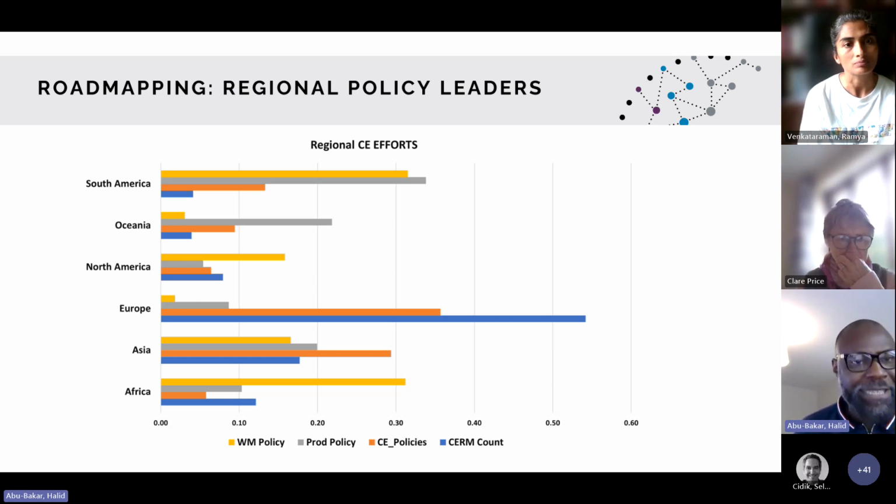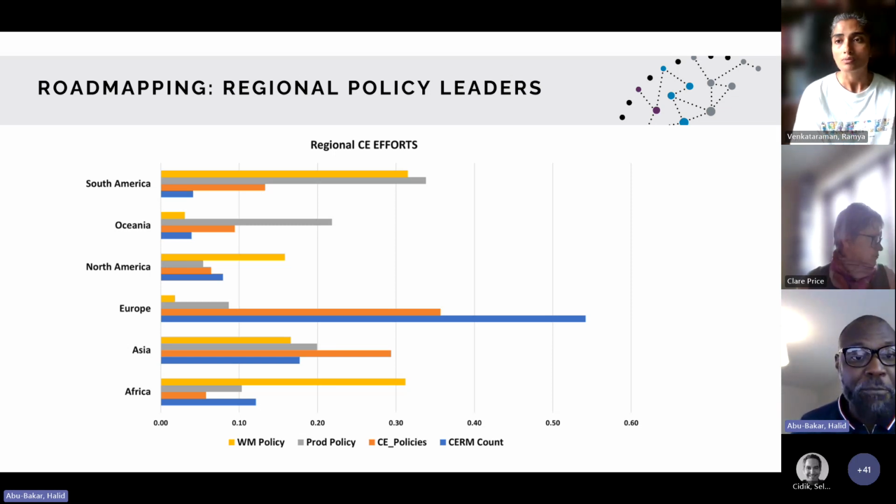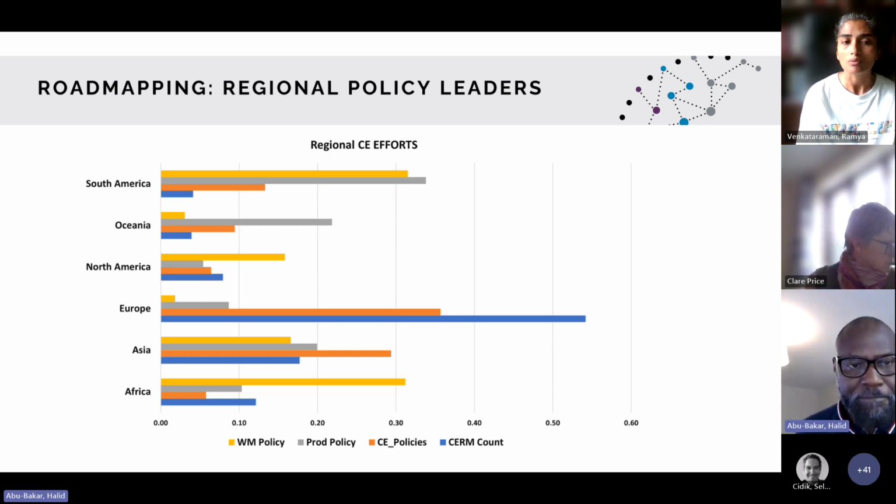But then there's another interesting sort of twist here when it comes to waste management or waste management policy. South America, Africa seem to lead the world. Again, not sure exactly why this, but there's a lot more insight from this, which is actually finding its way into one of the papers that I'm writing to sort of try and understand the reason behind this.